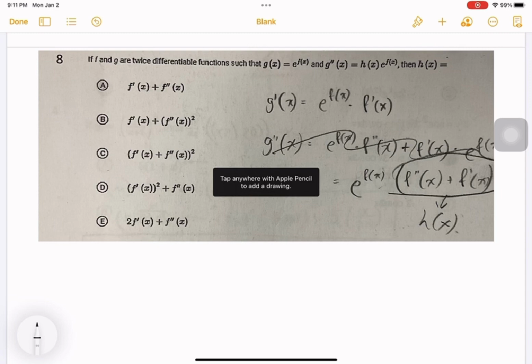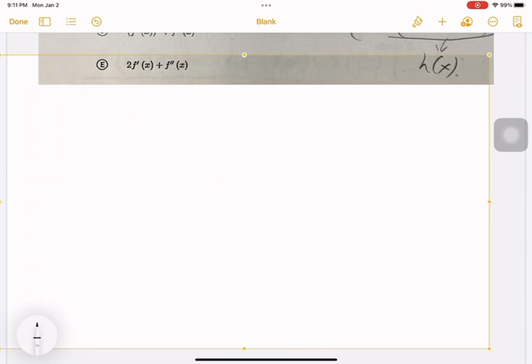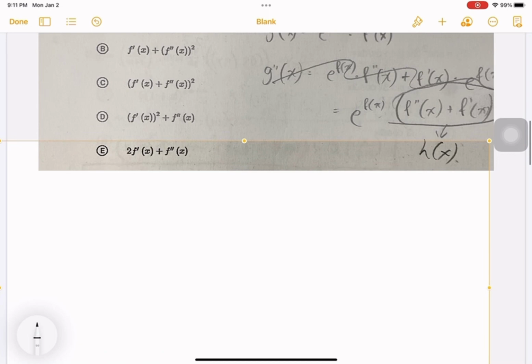So pretty much we know what g of x is. G of x is just e to the f of x. Now to find g prime of x, we have to do a chain rule. E to the f of x is just e to the f of x, and what's the derivative of f of x? It's just f prime of x, right?